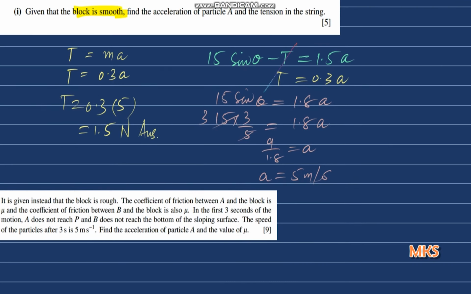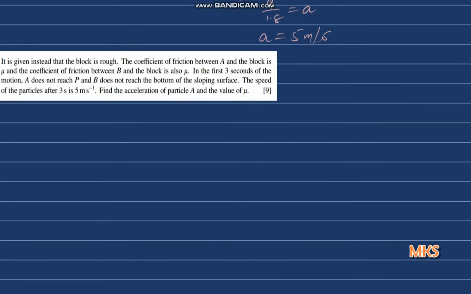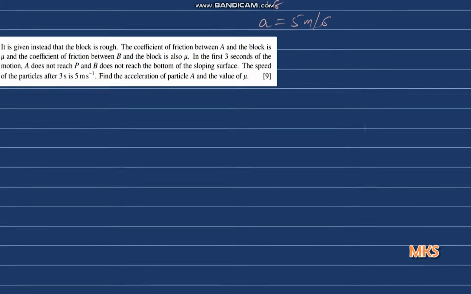For the second part, it is given that instead the block is rough. The coefficient of friction between A and the block is mu, and the coefficient of friction between B and the block is also mu. In the first 3 seconds of the motion, A does not reach B and B does not reach the bottom of the sloping surface. The speed of the particle after 3 seconds is 5 meter per second. Find the acceleration of the particle and the value of mu.